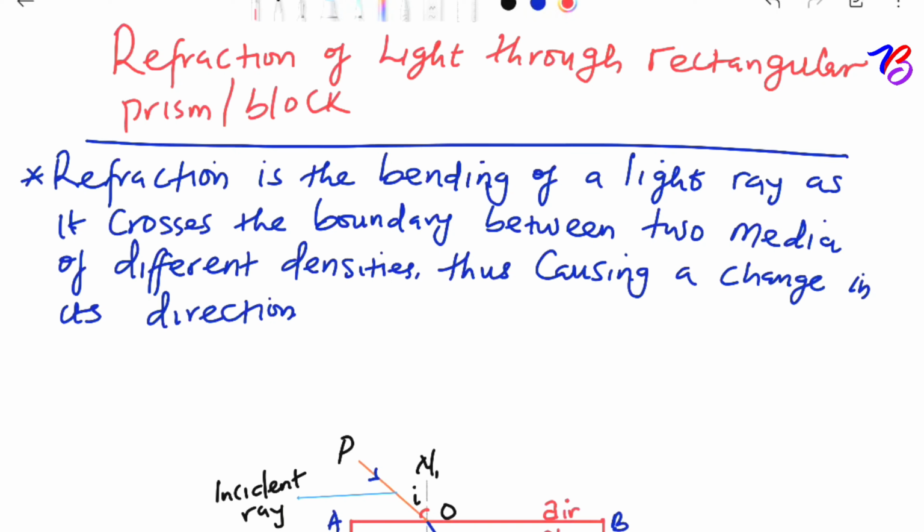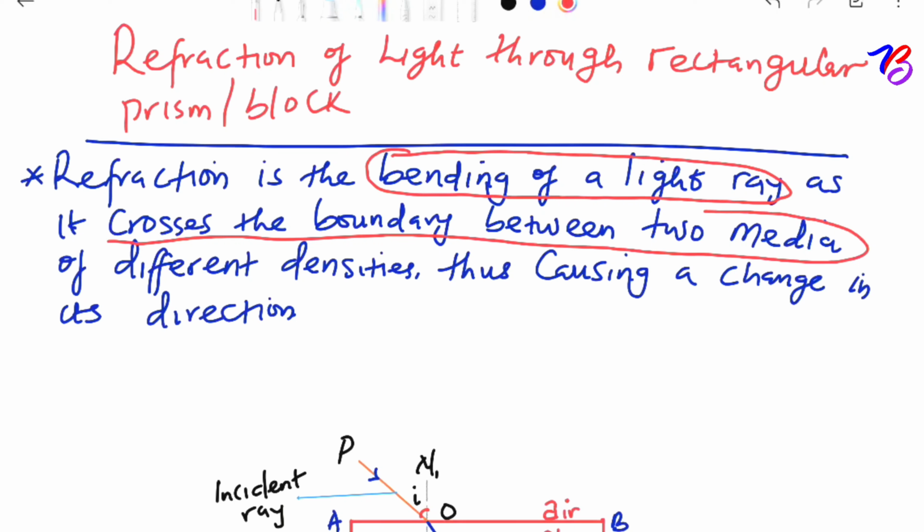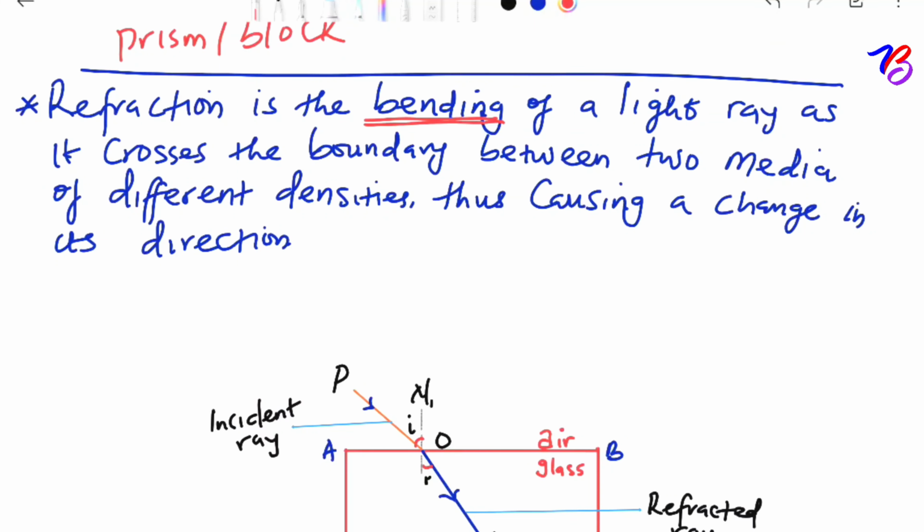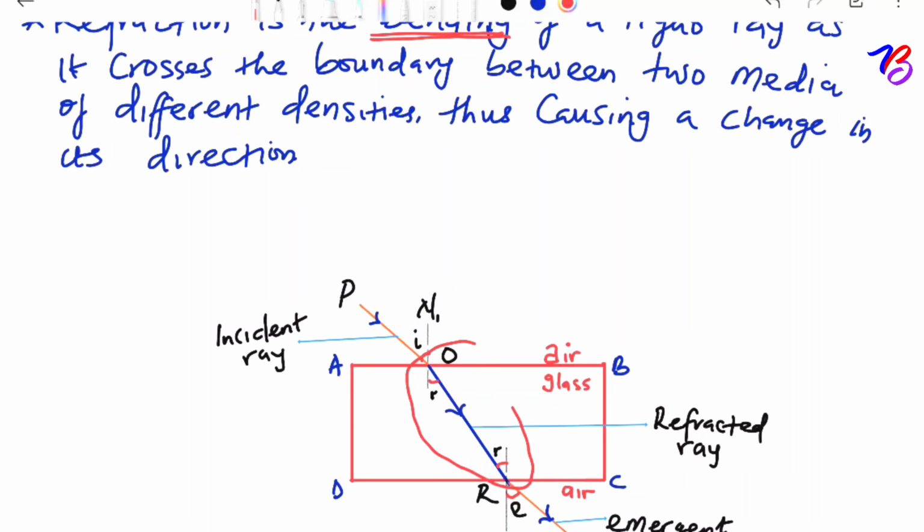Are you following? So from this, we are using the triune method to explain this. If you check critically from this definition, you see that the three most important components of this definition are the bending of a light ray. This is number one. It bends, then it crosses, the crossing of the boundary between two media, and we have different densities. I hope you are following this. So let's quickly use this diagram to explain this. The bending is the refraction. So that's the part that is circled.